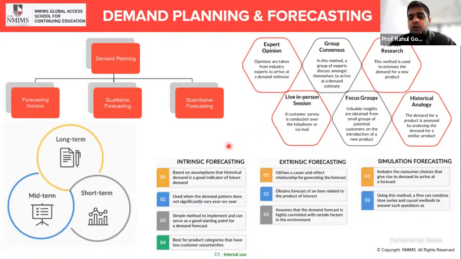Now, when we come to ways of generating the forecast, there are multiple ways. There's intrinsic forecasting, wherein you're only looking at historical data, and it is good as long as you understand that history is going to replicate in the future.